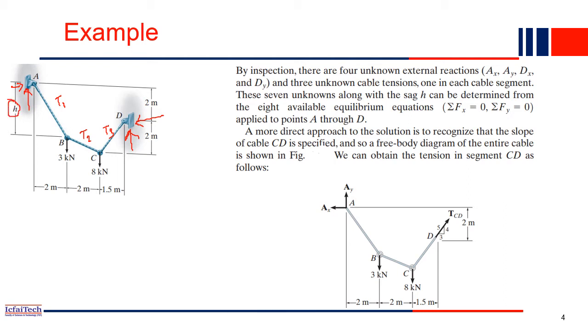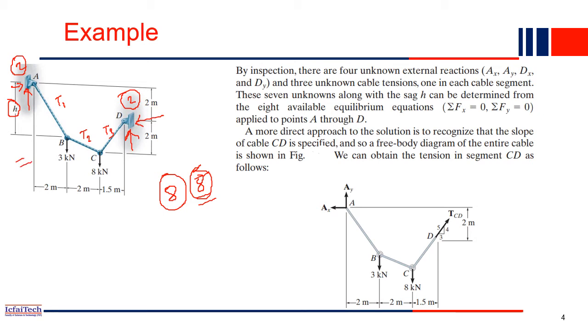So total how many unknowns? Here two unknowns, this support also has two unknowns, and then this height is also unknown, H. So 2 plus 2 plus 1, 5, and then 3 cable tensions. So total 8 unknowns are there. To solve this we need a total of 8 equilibrium equations, and then only can we find all the member forces. Now how to write the 8 independent equilibrium equations from the structure?